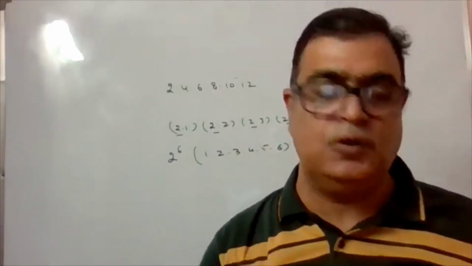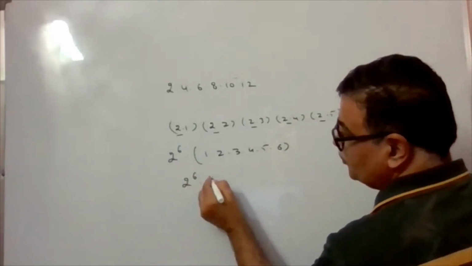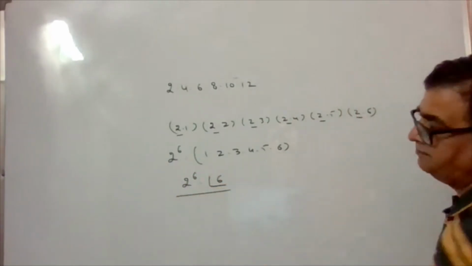What is left inside now? Is it factorial 6? So the answer will be 2 power 6 times factorial 6.